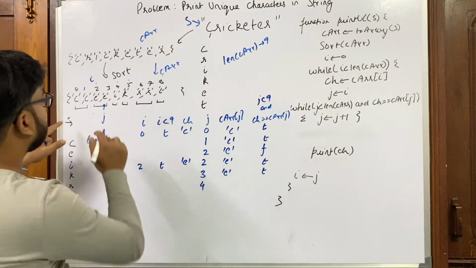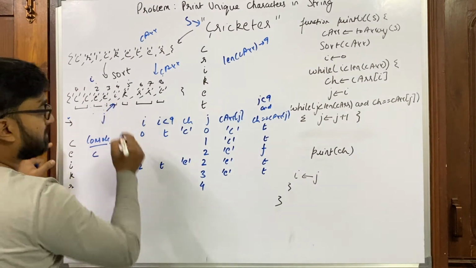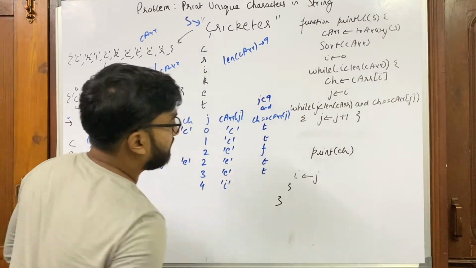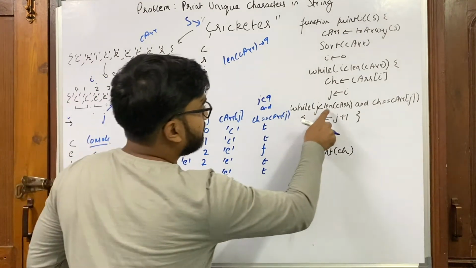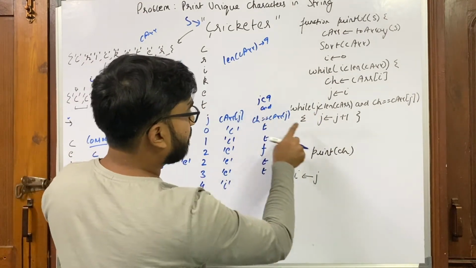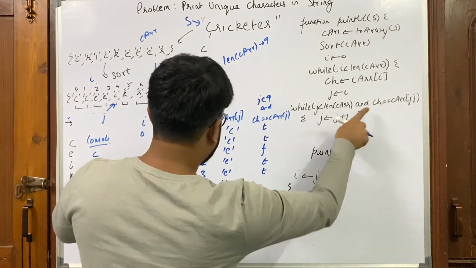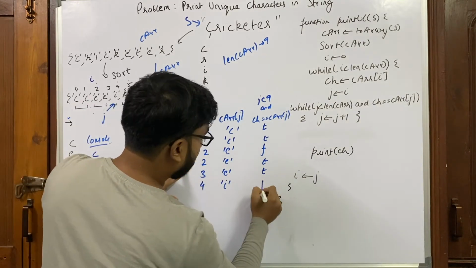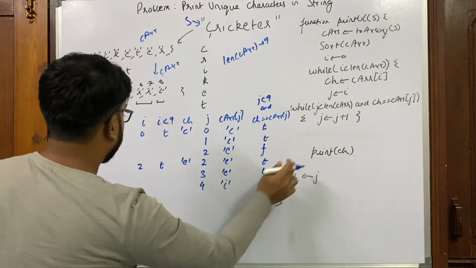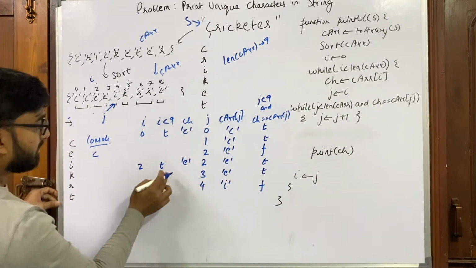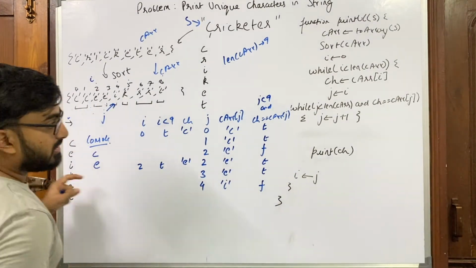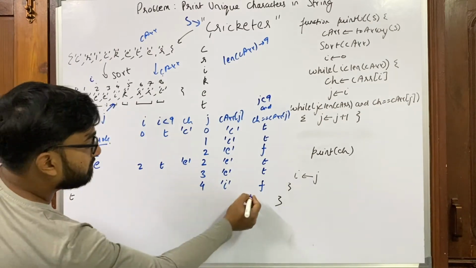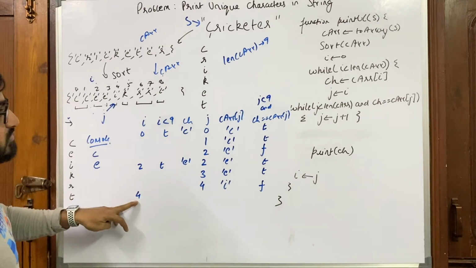CARR of J is now this, which is I. Ch is E. You check this condition again. 4 is less than 9 is true. Ch equal to CARR of J is false, since E is not equal to I. So this is false. You come out, you print ch. You print E. And then you do I equals J. I becomes 4. You go back to check this.